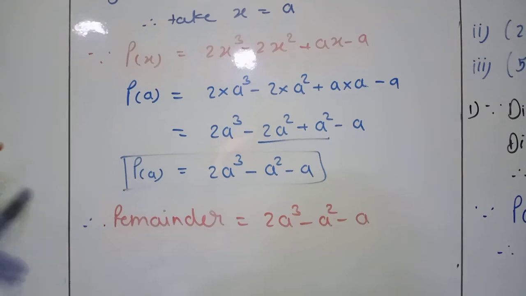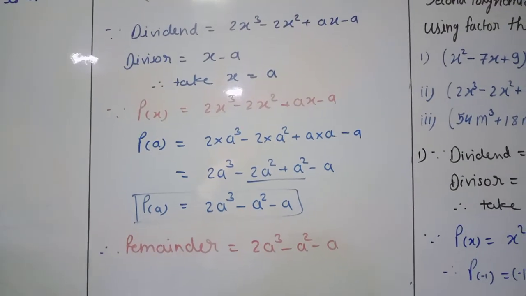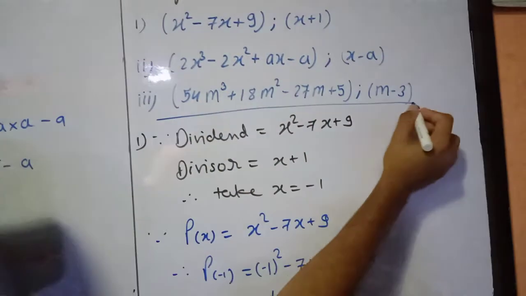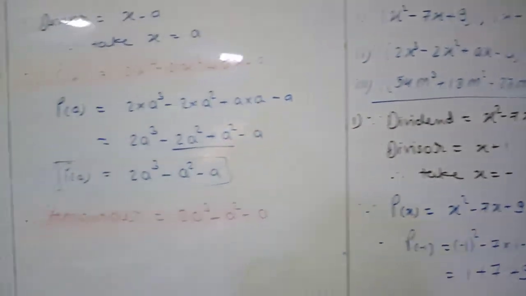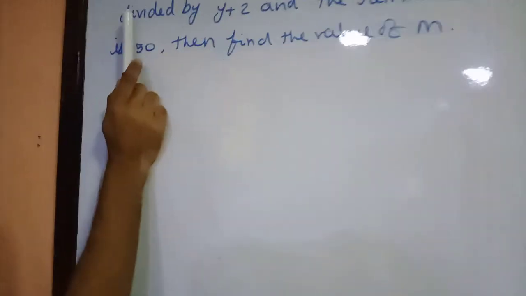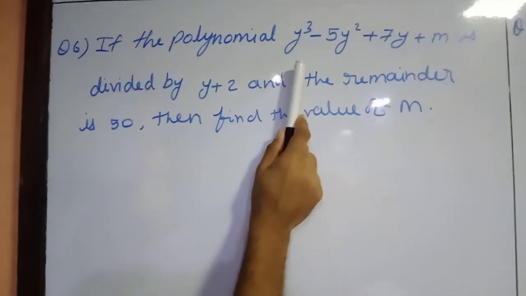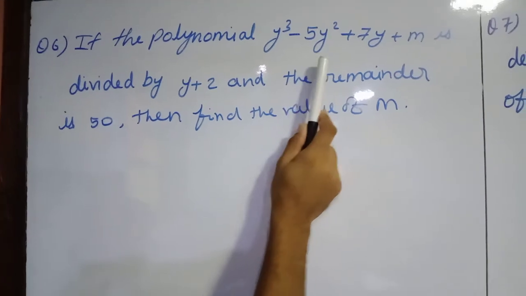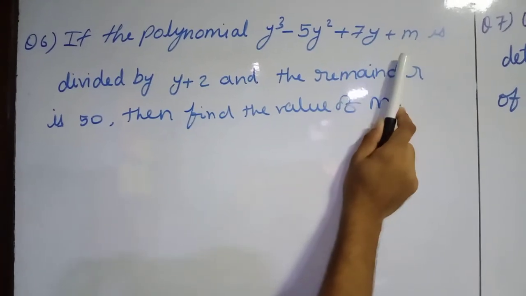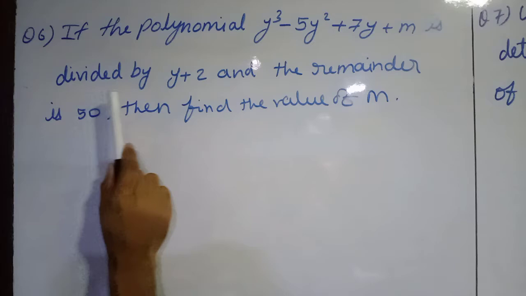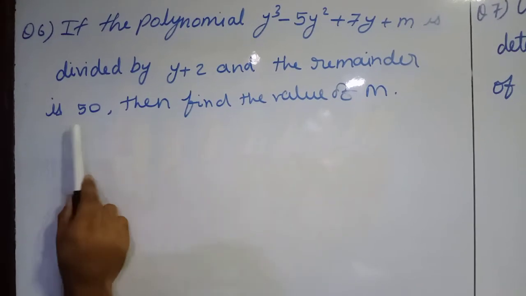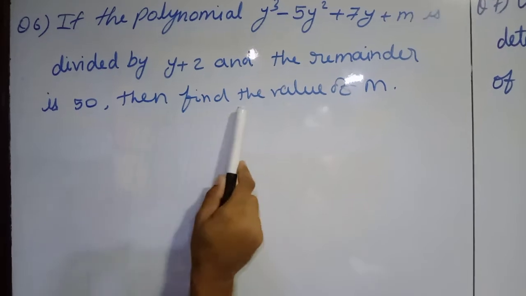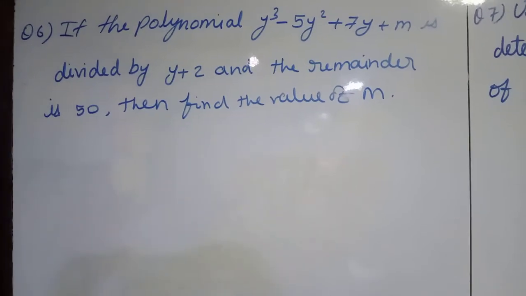So this way we have to find out the remainder. Now the same way you have to solve sub question number 3 by yourself. Now proceed for question number 6. If the polynomial y cube minus 5y square plus 7y plus m is divided by y plus 2 and the remainder is 50, then find the value of m. So let's start.